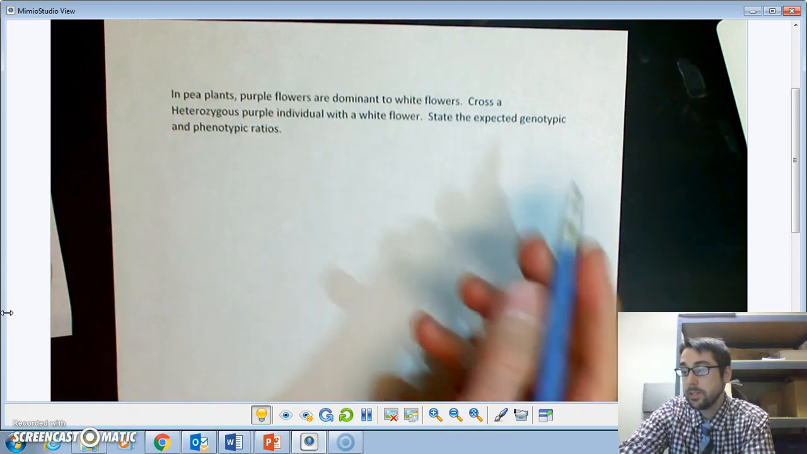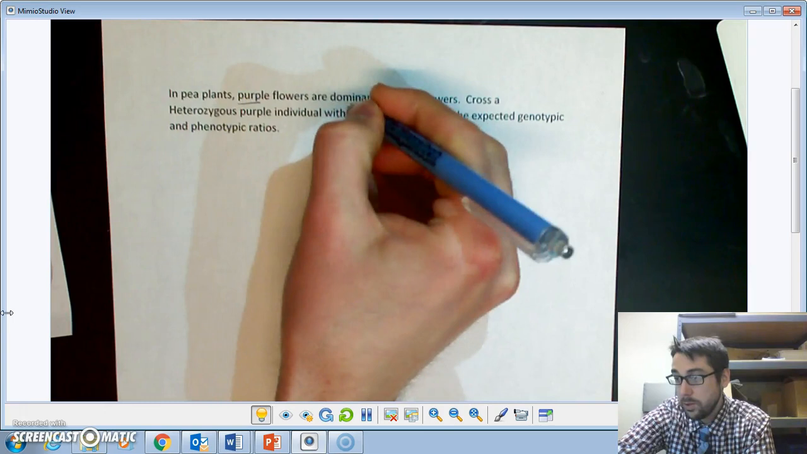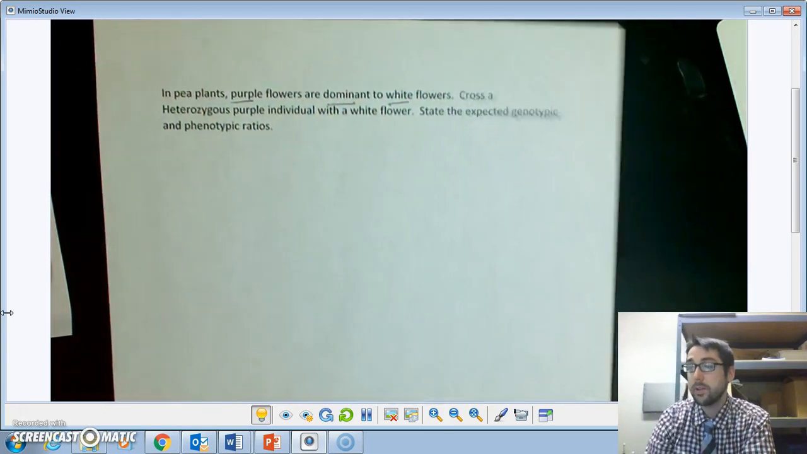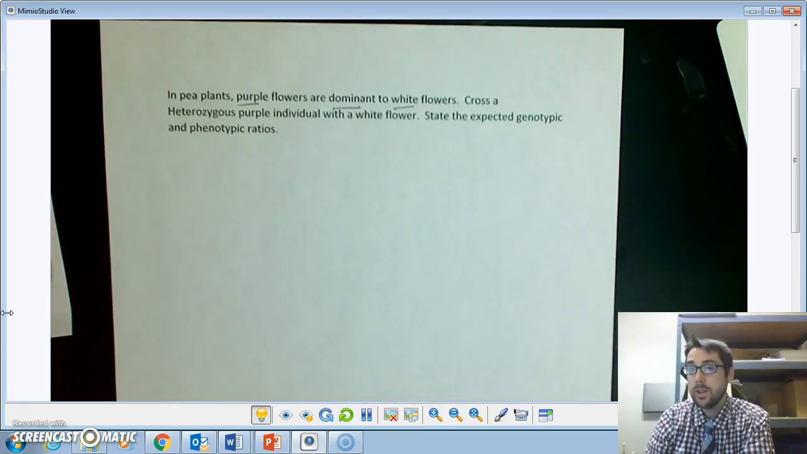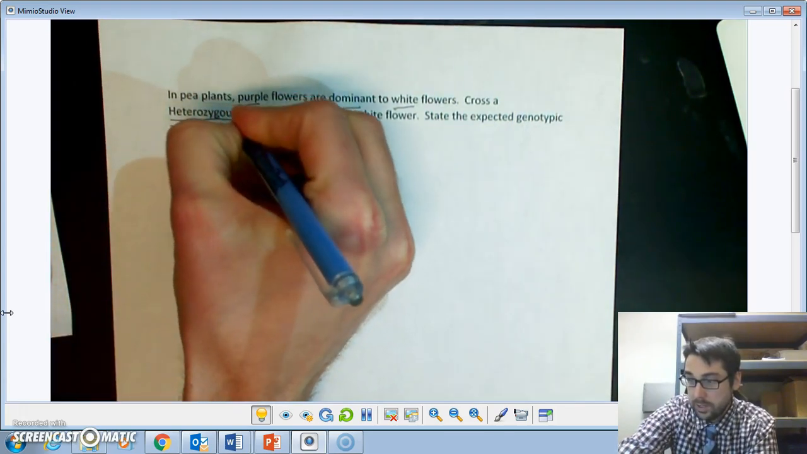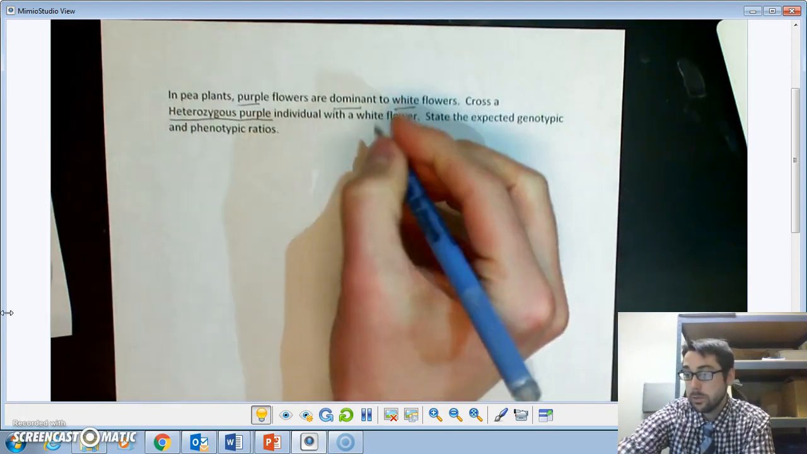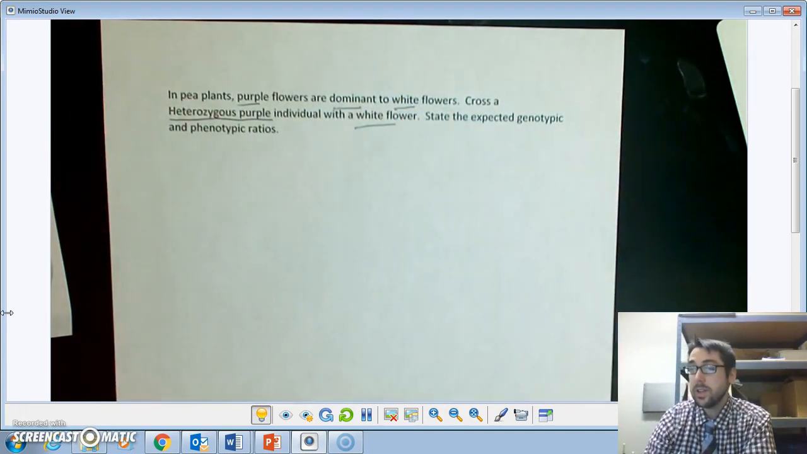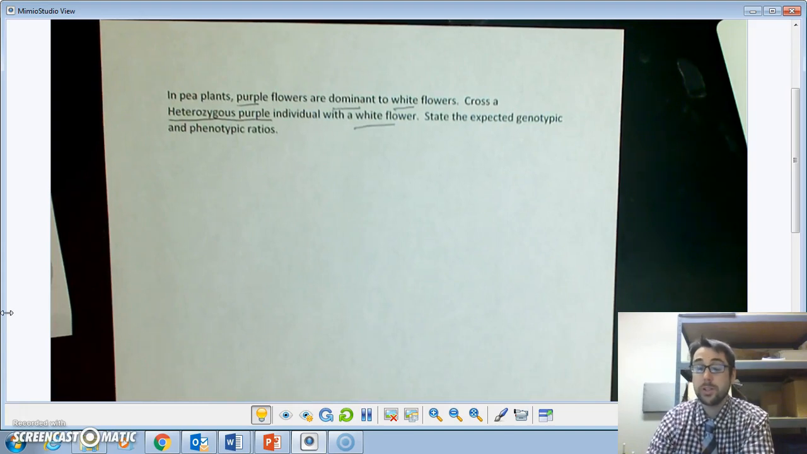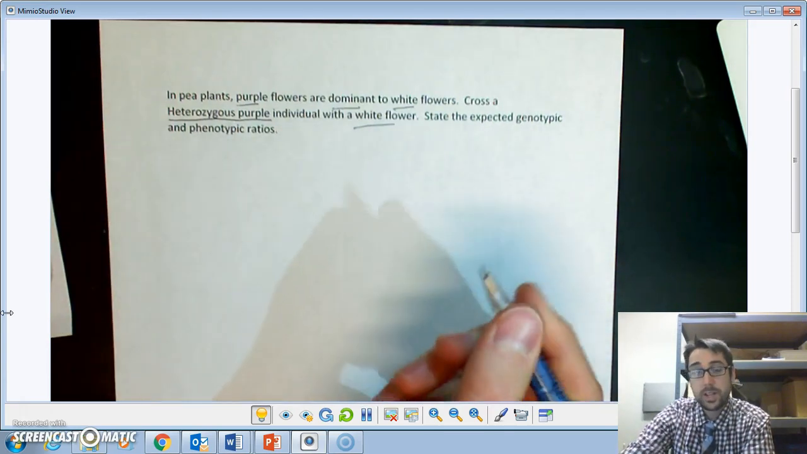So in pea plants, purple flowers are dominant to white flowers. So purple dominant to white. That's a key thing I want to underline there. Cross a heterozygous purple, so that's important, with a white flower. Oh, okay, a white flower. State the expected genotype and phenotype ratios. Phenotypic and genotypic ratio. So the first thing I want to do is identify the parents.